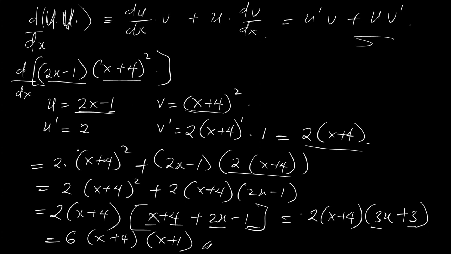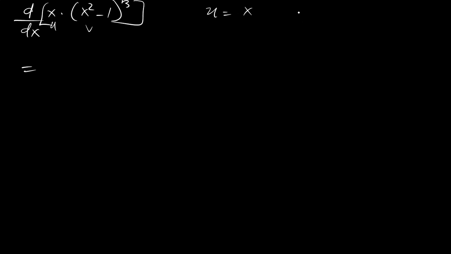Then now let's look at another function that they might give you like this. You have the derivative of x times x squared minus 1 all cubed. Now find the derivative of this. So using the product rule, you have here as your u, you have here as your v. Let's say your u is equal to x, and your v is equal to x squared minus 1 all cubed.